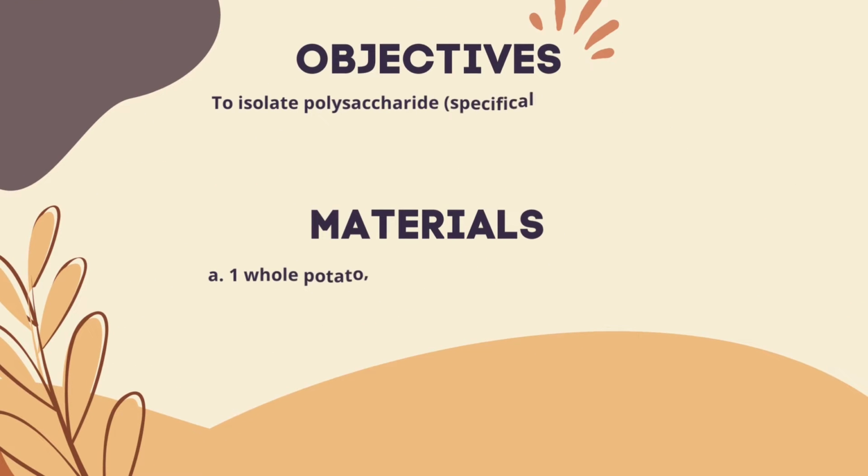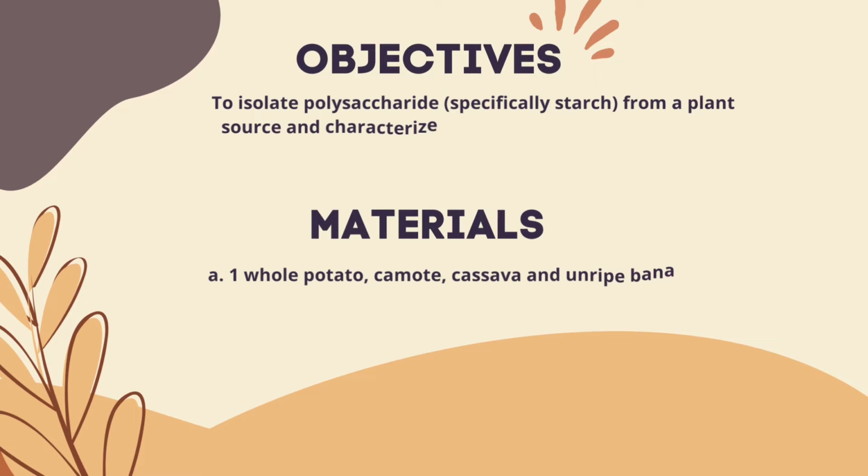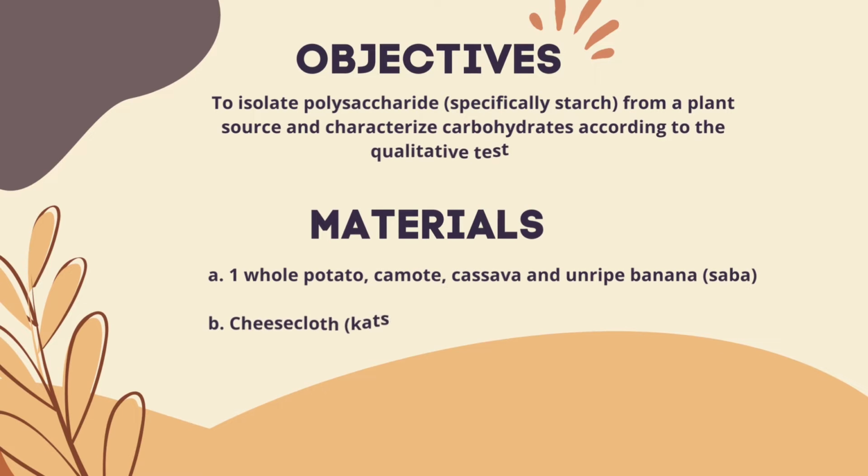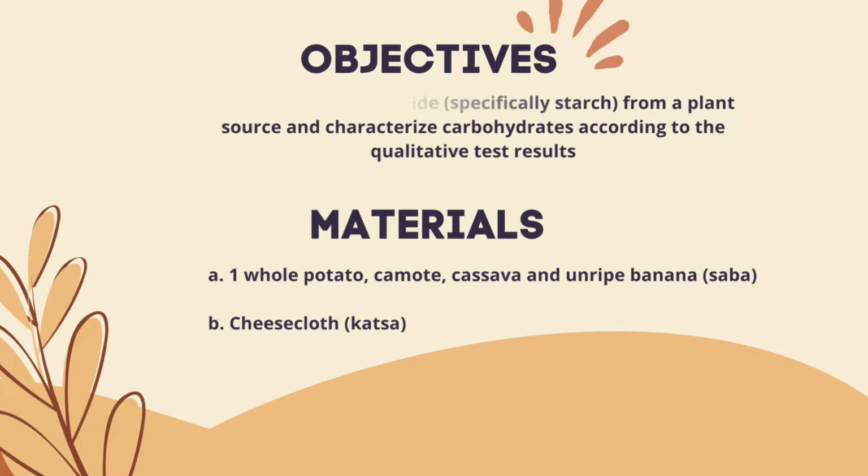The objectives for this experiment are to isolate polysaccharide, specifically starch, from a plant source and characterize carbohydrates according to the qualitative test results. The materials we used in the isolation of plant starch are a whole potato, carrot, cassava, and unripe banana, and then cheesecloth.